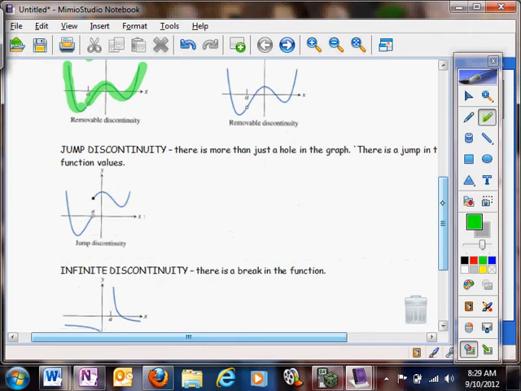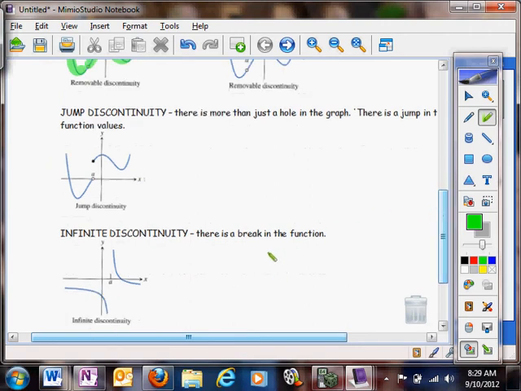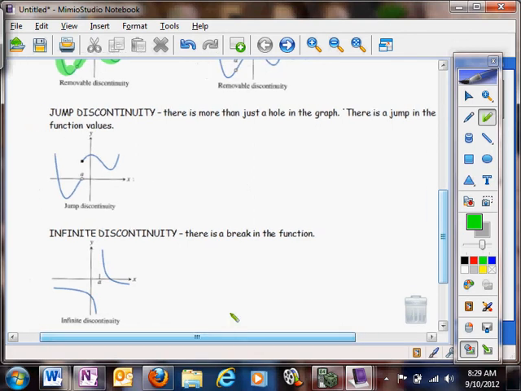We could also have a jump discontinuity. A jump discontinuity means there is more than just a hole in the graph. There is a jump in the graph at that function. From the left, we come up, and it just doesn't have a hole, but the graph actually jumps, and so there's this gap through here, and then it continues on. So that's called a jump discontinuity.